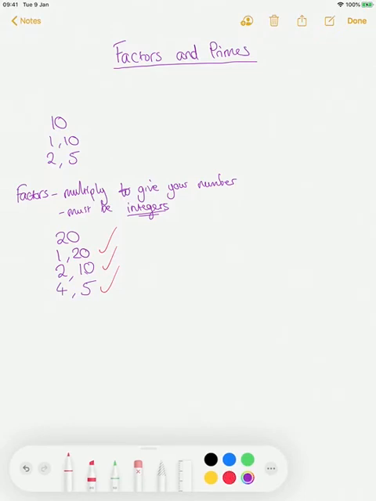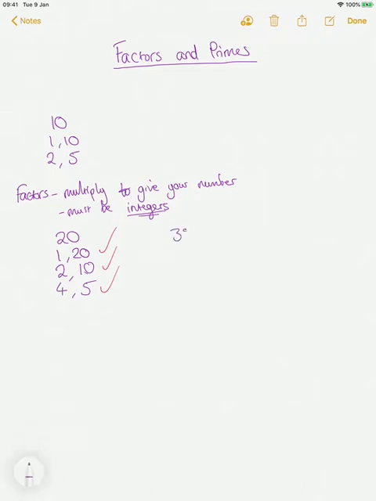Next one I'd like to have a go at, or let's give you 2 to have a go at. Have a go at 35, and let's do 36 as well. So pause the video, have a go at them, and I'll go through them now.